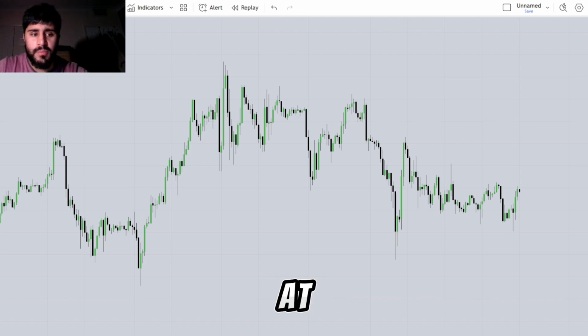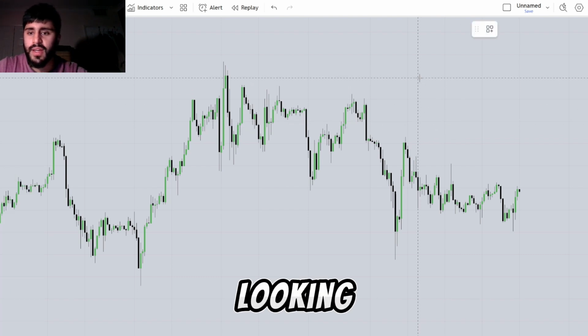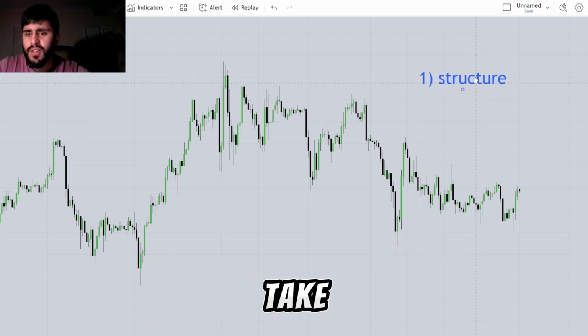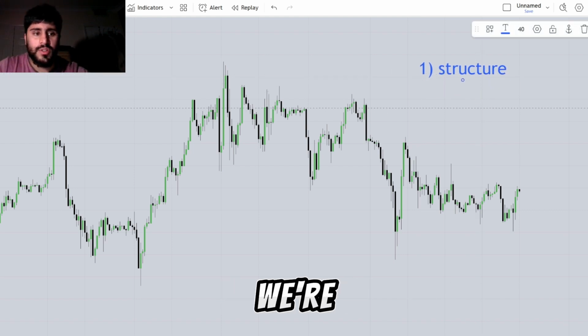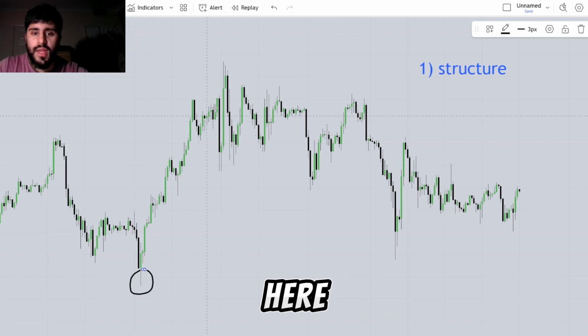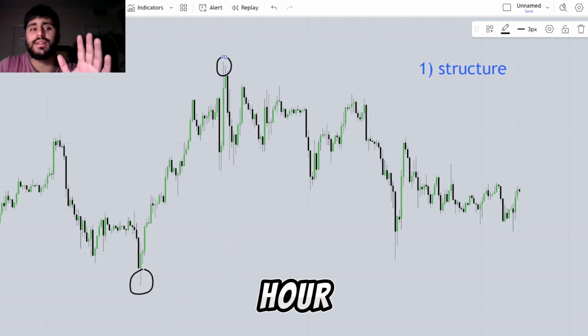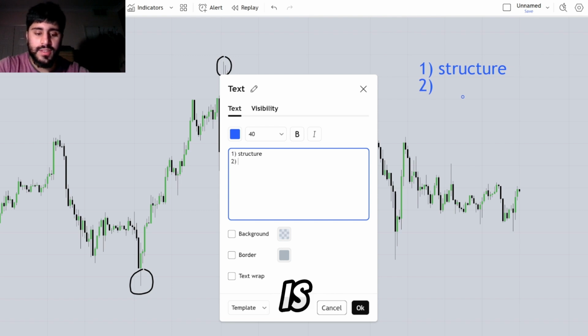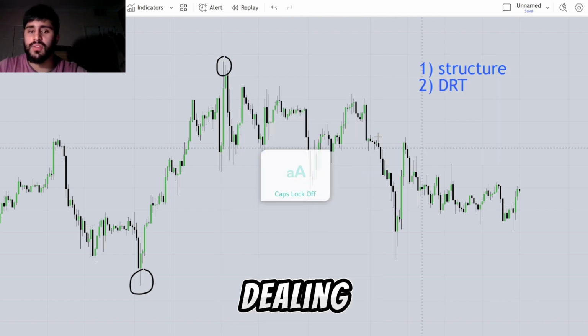So the first thing we look at, if we just dissect the charts, is our market structure, right? Market structure is the first thing we look at. If we take a look at the basic market structure over here, we have a structural low down here, and we have a structural high over here. This is our 4-hour dealing range, and that's the second thing we look for, right? I'll just write DRT, or dealing range theory.